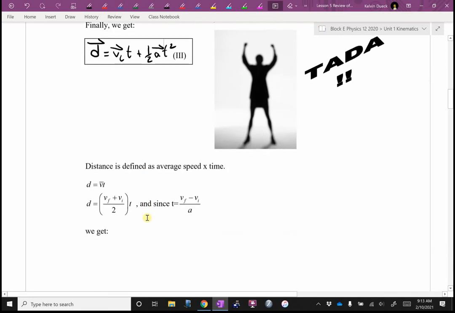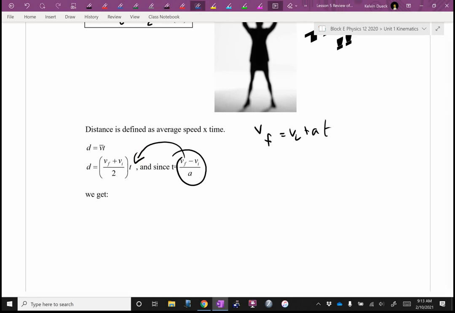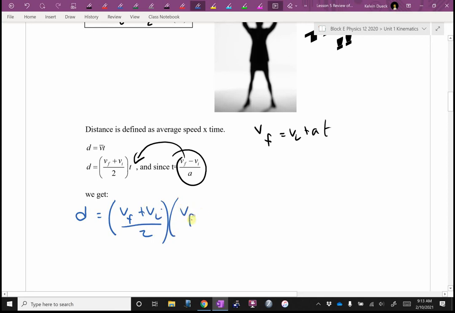Okay, let's start over again with the same idea. Distance is average speed times time. So we'll start out with VF plus VI over 2 times T. But this time, since I know that VF equals VI plus AT, I'm going to get the T by itself, VF minus VI over A, and I'm going to plug that in for T. What happens if I do that? Well, I get D equals VF plus VI over 2 times VF minus VI over A.